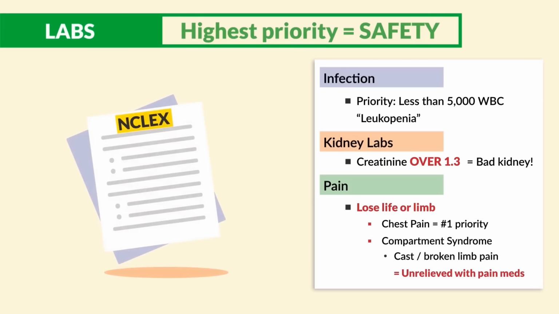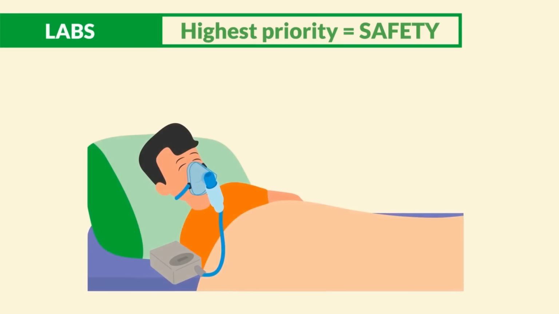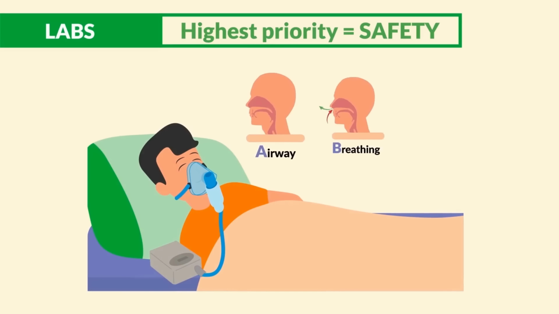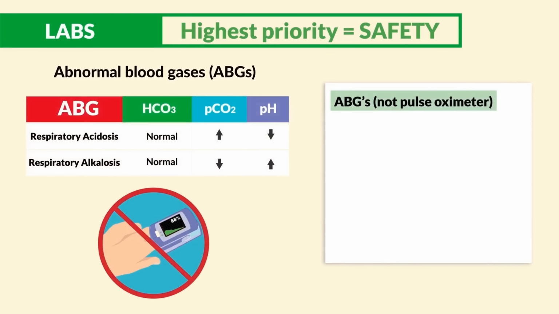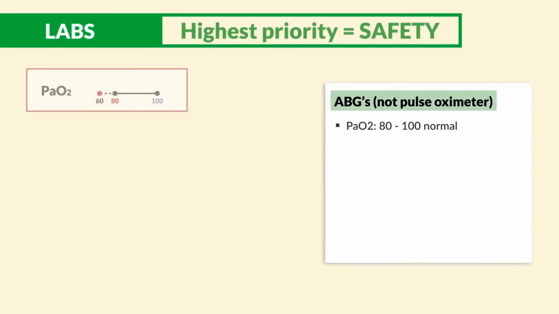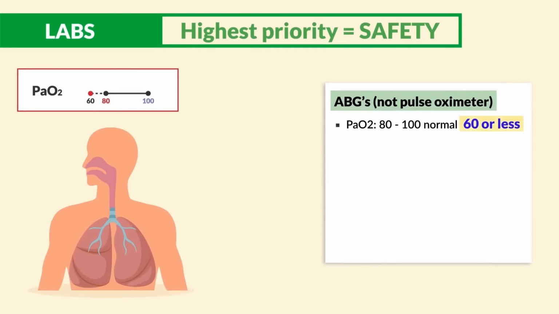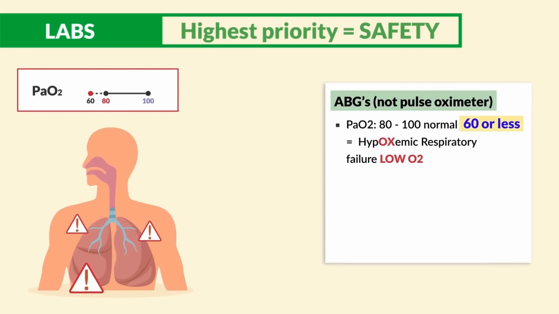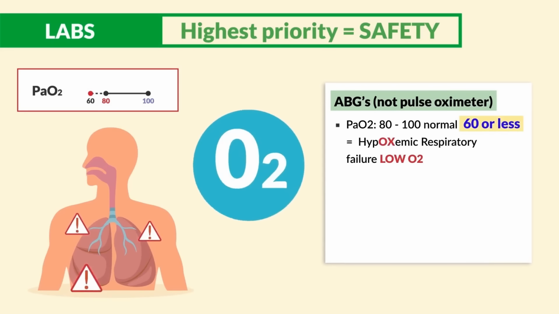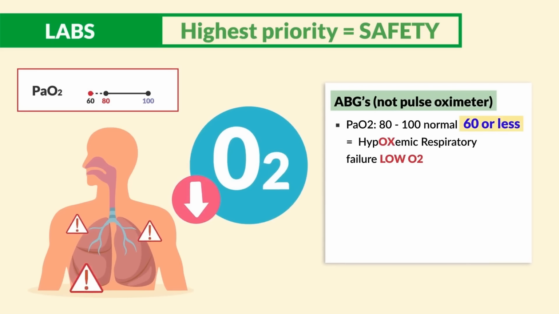So pause the screen and write these key terms down, and you'll know how to prioritize your patients for the NCLEX and your nursing exams. Okay, now for a deeper dive and more specifically for airway and breathing. Let's talk about oxygenation. So for ABGs, not the pulse oximeter, a PaO2 is 80 to 100. That's normal. 60 or less is hypoxemic respiratory failure. Very low O2. Patients can go into respiratory failure and die.